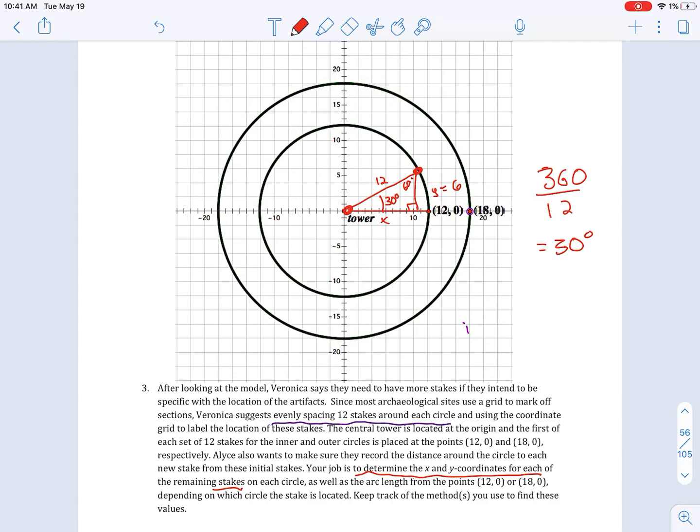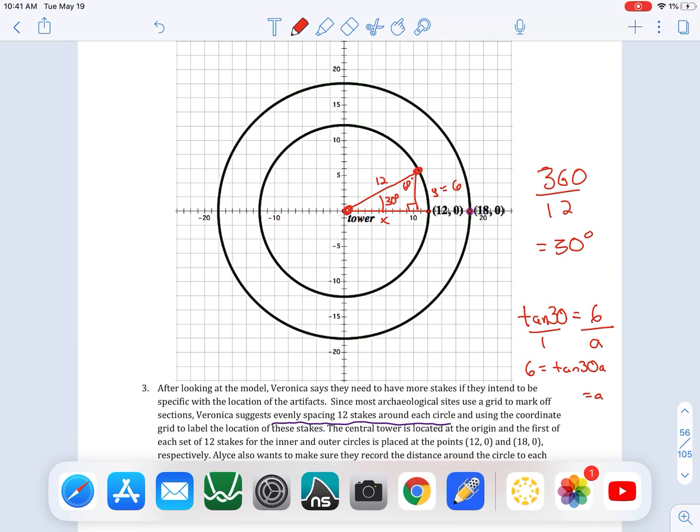Well, we could use properties of a 30, 60, 90, or we could use trigonometry. Now, if I were to use trigonometry, I could use tangent. I would go the tangent of 30 is going to be equal to the opposite, which we know now as 6, over the adjacent, which is a. And then we can cross multiply, and we get 6 is equal to tan 30 a. And then we would divide both sides by tan 30. And we would go 6 divided by tan 30.